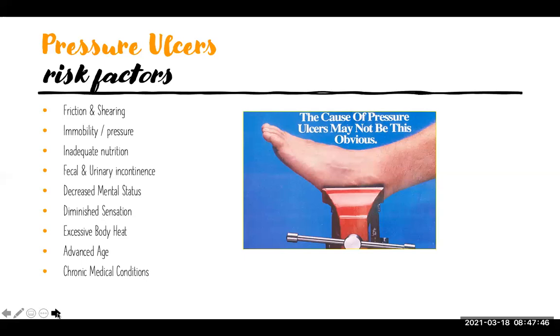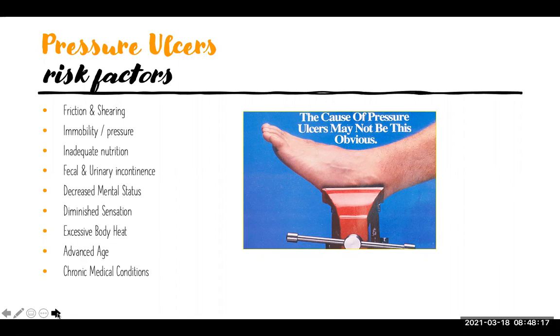Decreased mental status. Anybody who's unconscious, who's heavily sedated, or who has dementia will be unable to recognize and respond to the pain signals that our body gives us that trigger us to move and shift our weight so that we relieve pressure off of certain areas. The longer you sit in one area applying pressure, the higher the chances are you'll impair the skin integrity.